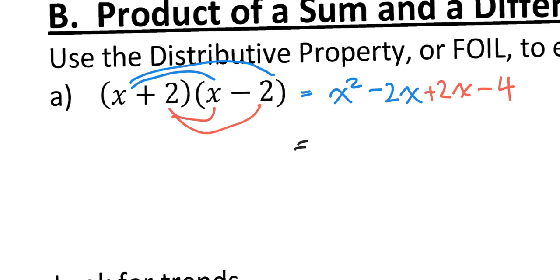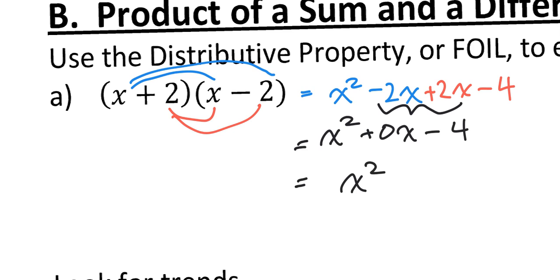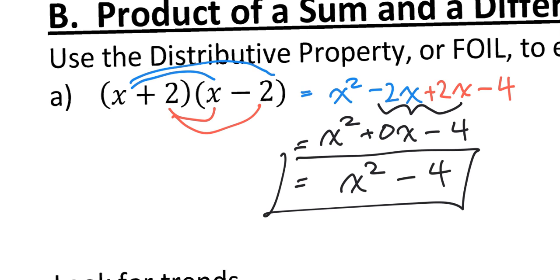So now when we come up with our final answer, well, x squared has nothing else that matches it in there, so we write x squared. We bring these two together because they are the same type of variable, so we get plus 0x minus 4. Oh, you know what? Let's just write this as x squared minus 4. And that is all I write out as my final answer. Okay? So now let's move on to the next problem.